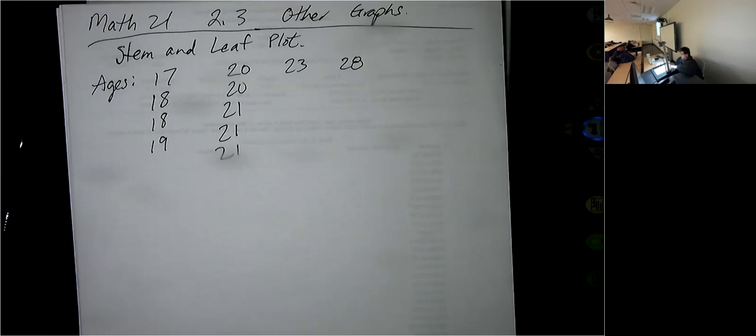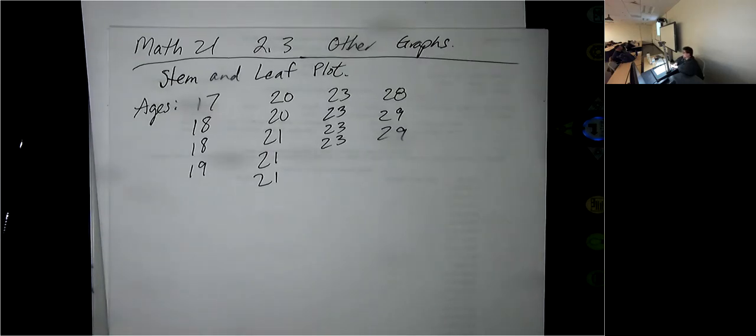All right. So what the stem and leaf plot does, actually, let me add some more in. Let's add a couple more 23s. We'll put in 4 23s total, and maybe a couple 29s.